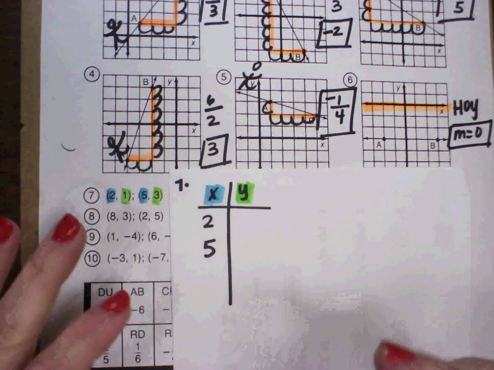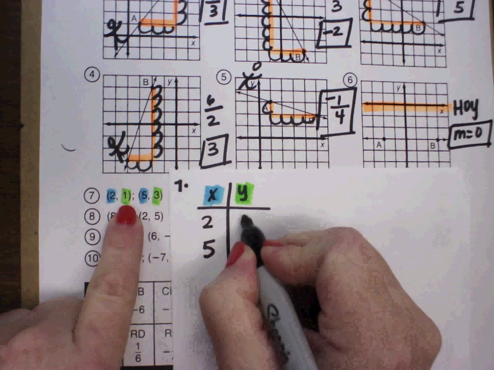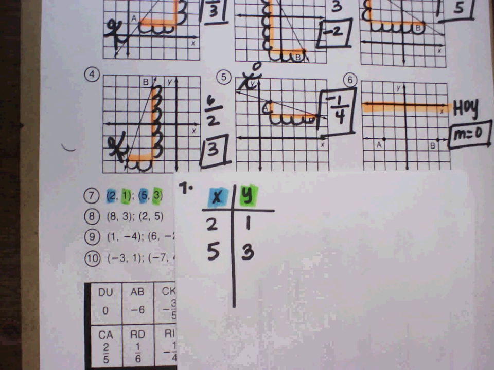Okay, after you do this, then you can go to the calculator. You're not going to do it before because you mess it up. I mess it up all the time if I don't do this X and Y table.